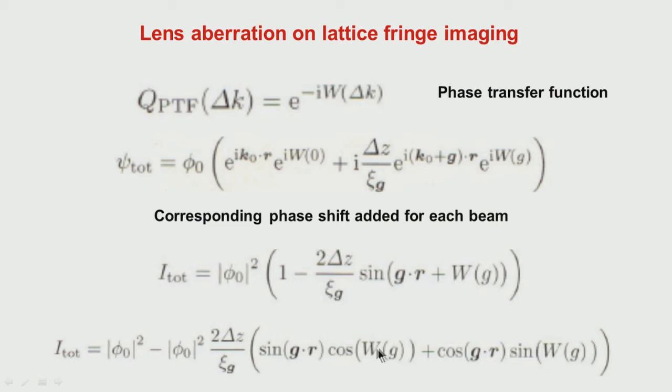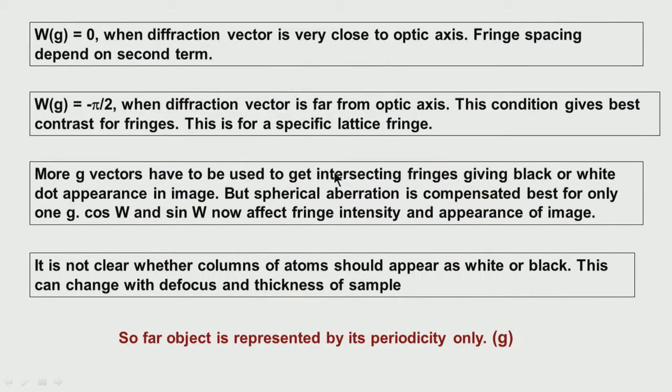But when W turns out to be pi by 2, okay, then what is essentially going to happen is that the cos term will become 0, and this is the term which is going to determine how the intensity is going to vary. These are the various conditions which are being chosen. W g equals 0 means that the diffraction vector is very close to the optic axis, and the fringe spacing depends only on the second term. When W equals minus pi by 2, it is far from the optic axis, and in fact this condition gives the best contrast.